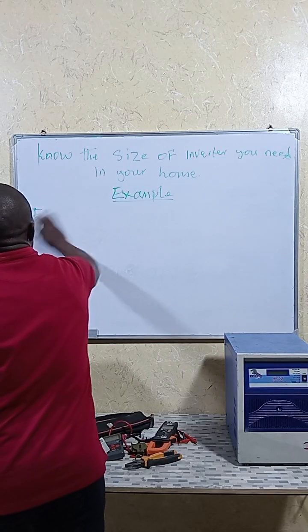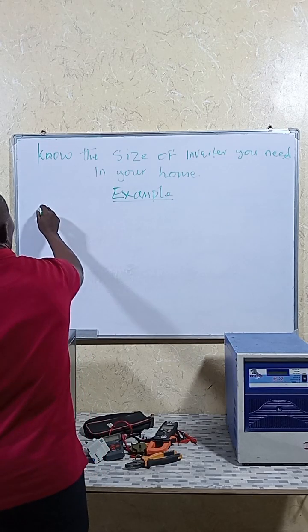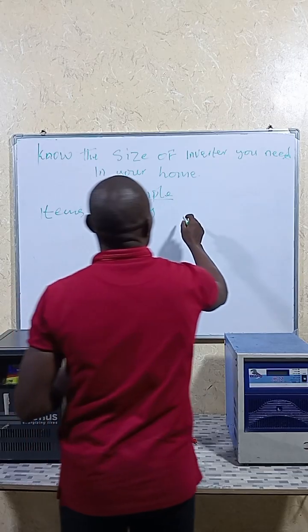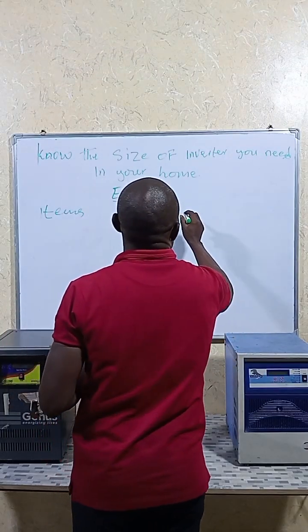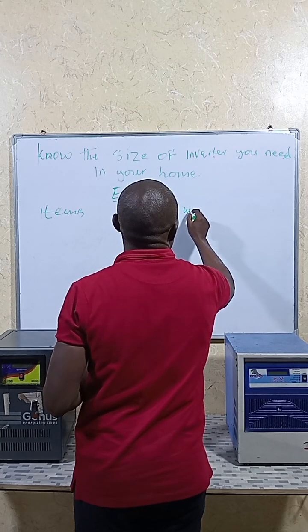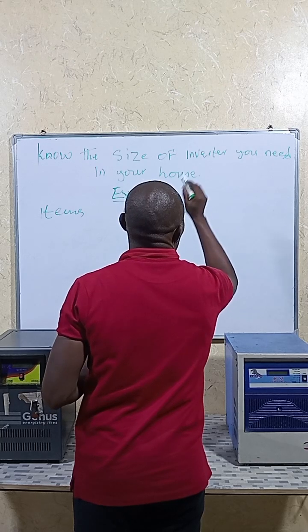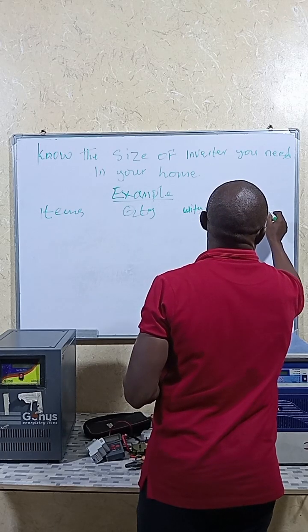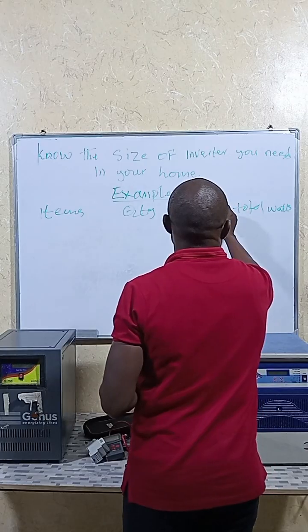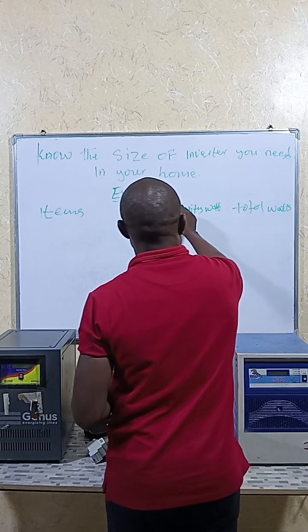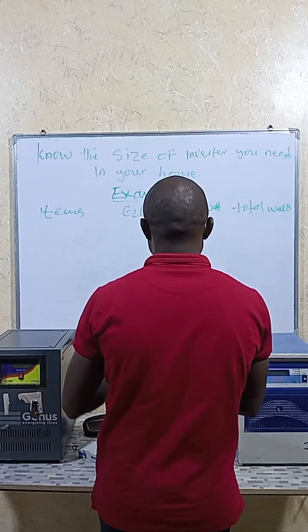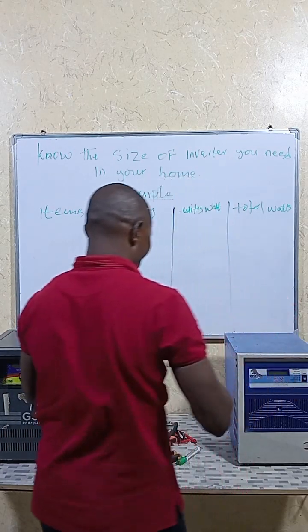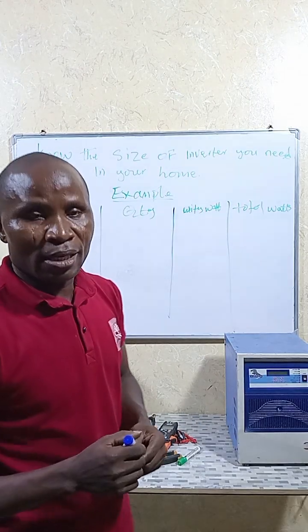Then these are the items: quantity, units, watts, then total watts. I am trying to tabulate it now.